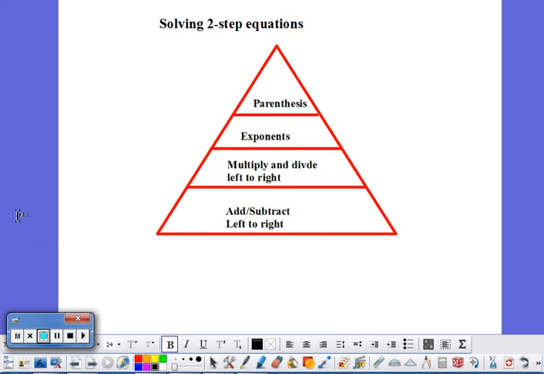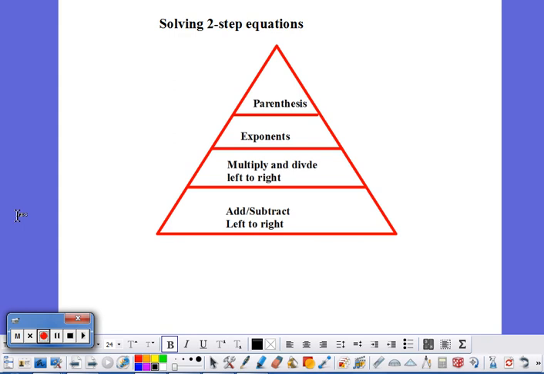Alright guys, so this week we finished and wrapped up solving one-step equations. What I want you to remember is that solving a one-step equation is you just do the opposite, you do the inverse operations. Today we're going to move to two-step equations. So right now you're looking at the order of operations triangle.